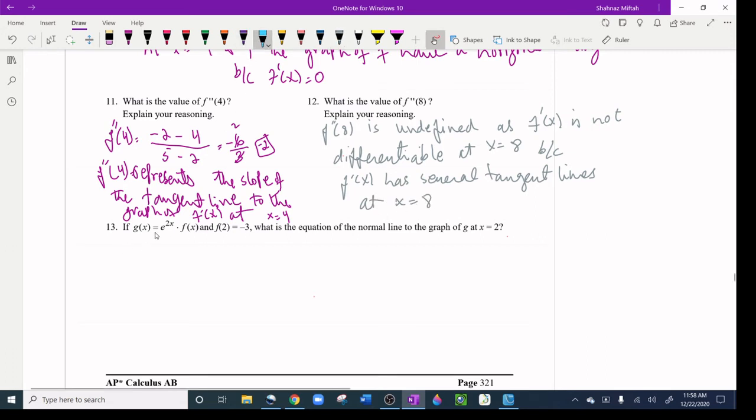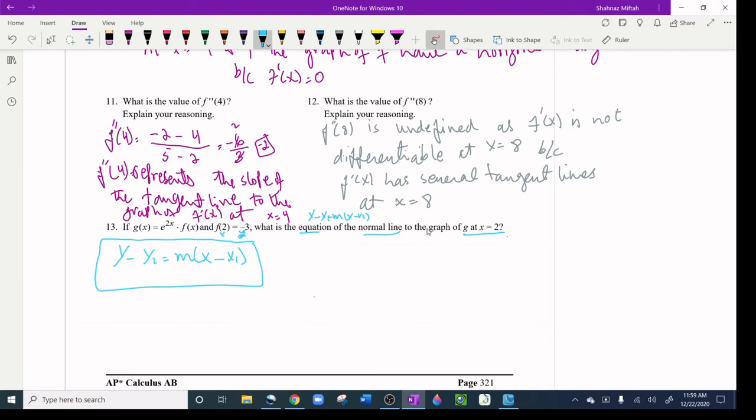Question number 13. g of x is e to the 2x times f of x, and f of 2, this is x, y, is -3. What is the equation, meaning y minus y1 equals m times x minus x1, of the normal line to the graph of g at x equal 2? So I am looking for this equation, and this would be my answer when I plug in x1, y1, and m.